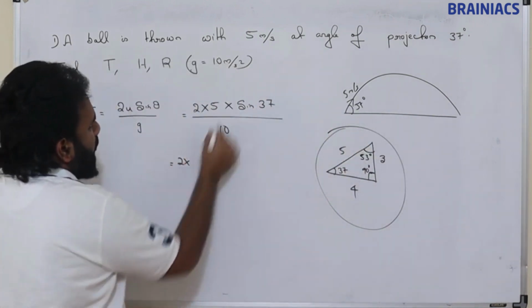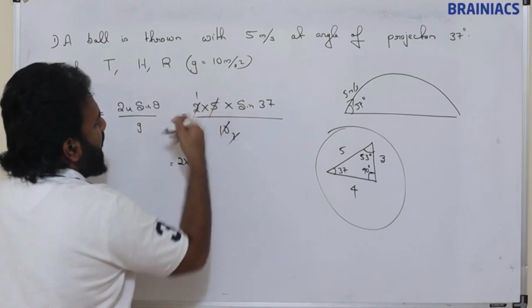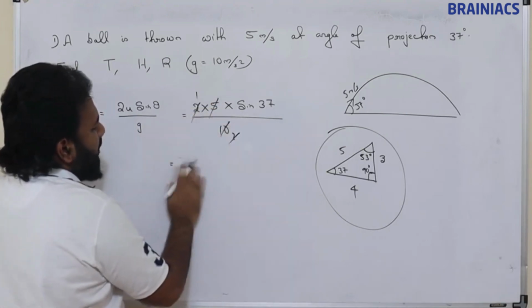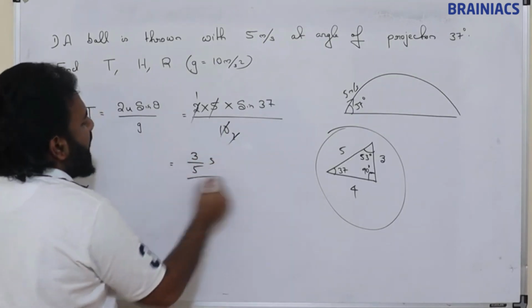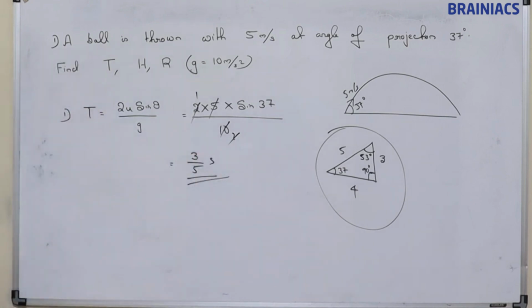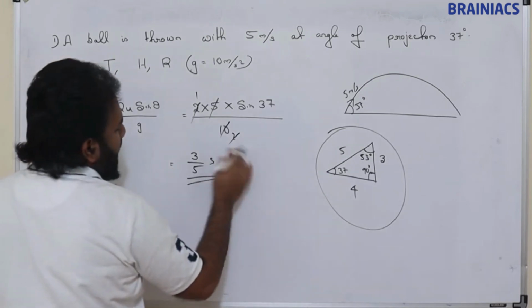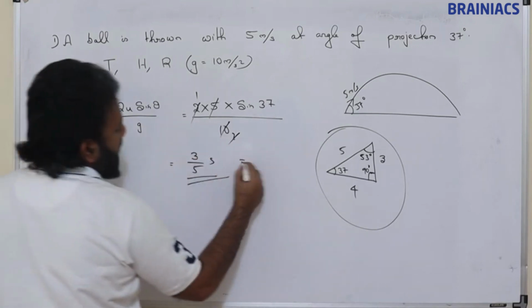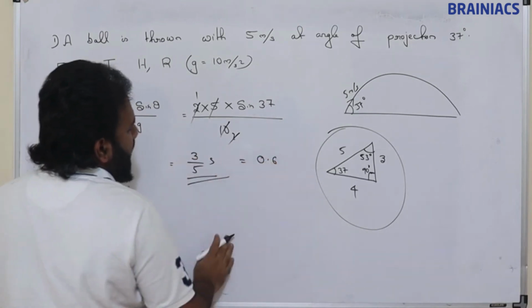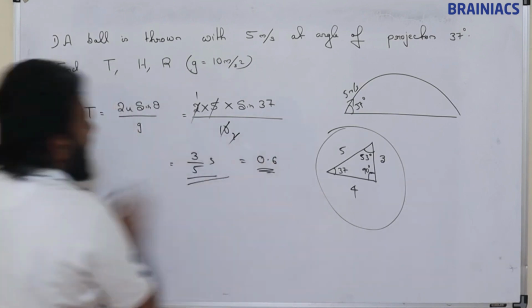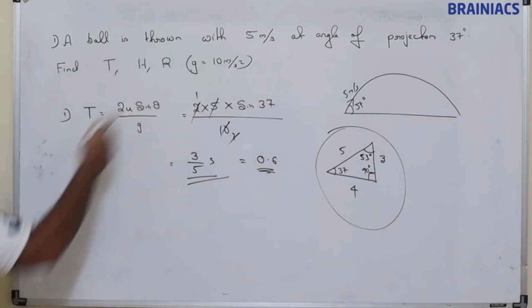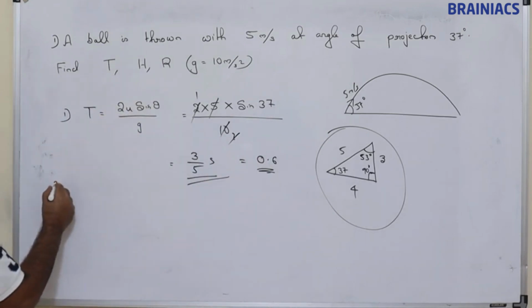So 2 into 5, this also will be cancelled out. Sin 37 is 3 by 5. So 3 by 5 seconds is the answer. Time of flight, total time taken will be 3 by 5. Okay, 3 by 5 is just like 6 by 10, so this is nothing but 0.6. So sin 37 is 3 by 5, its value is 0.6. Remember all these values because this angle we can see in many questions frequently.